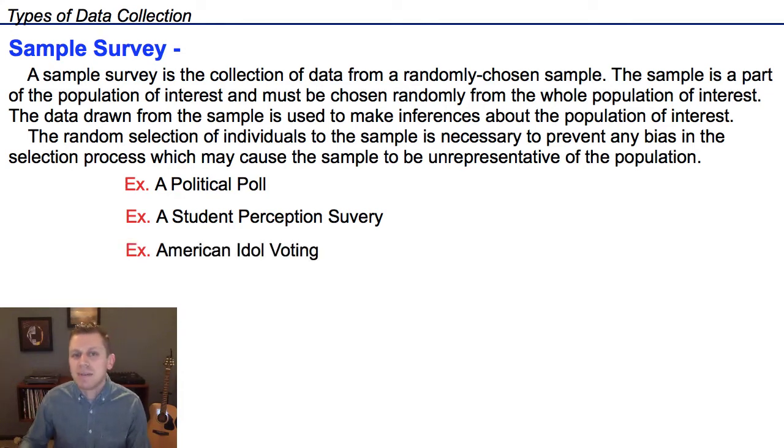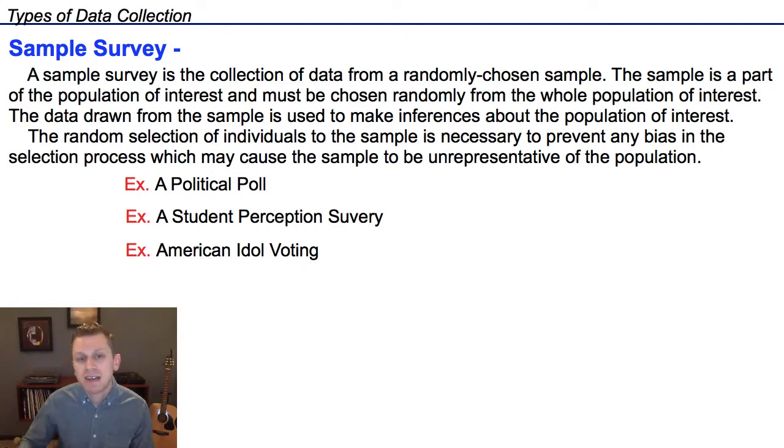Finally, another example could be American Idol voting. When we're seeing who's going to be the next American Idol, we're asking people to vote on who they think it should be. And of course, not everybody is going to vote. Only a sample of people actually call in and vote. Well, with surveys, they're not always done accurately, and there can be some bias or things that make it unrepresentative of the population.